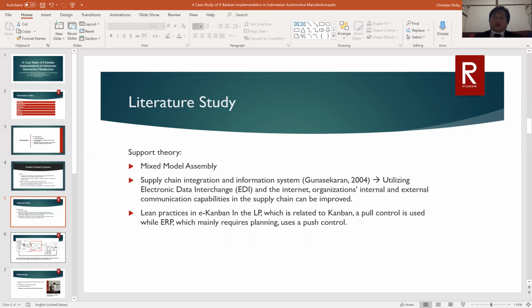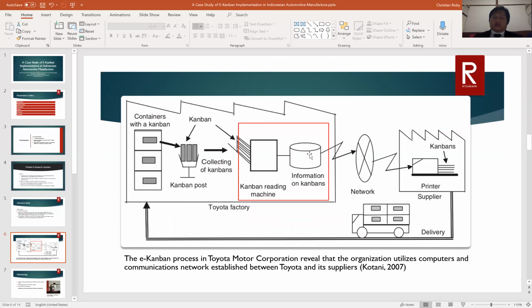The most important thing about E-Kanban is the literature study from Kotani. This literature study told us that the E-Kanban itself is actually a supplier Kanban that is processed and printed by the supplier, and this Kanban becomes a one-way Kanban from the supplier sent to the manufacturer. This Kanban is implemented in Toyota Motor Corporation Japan.